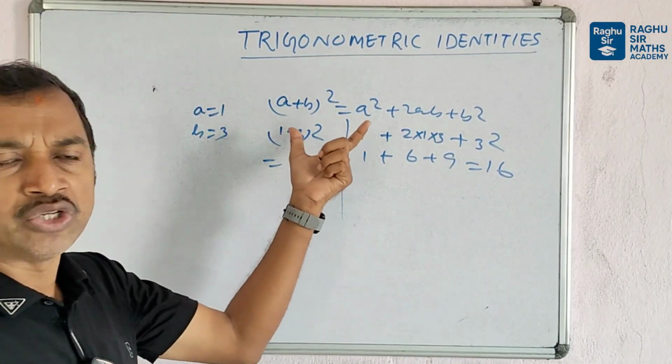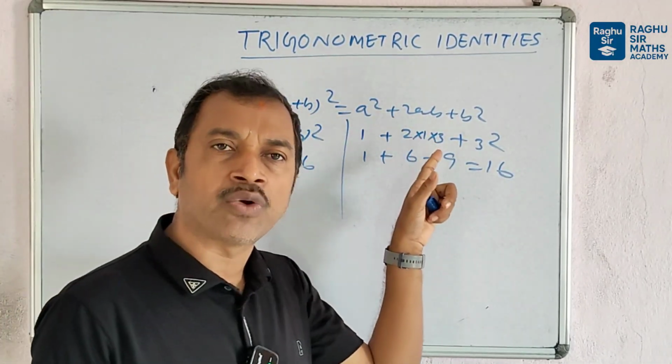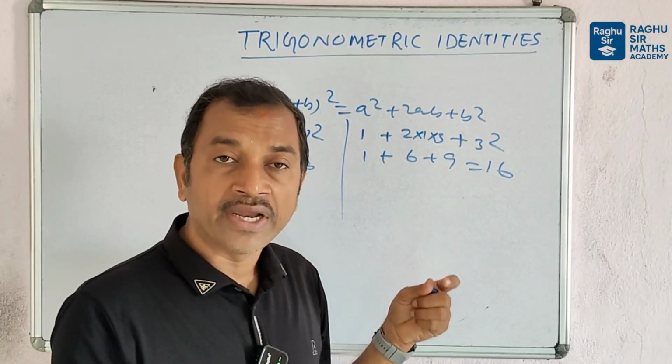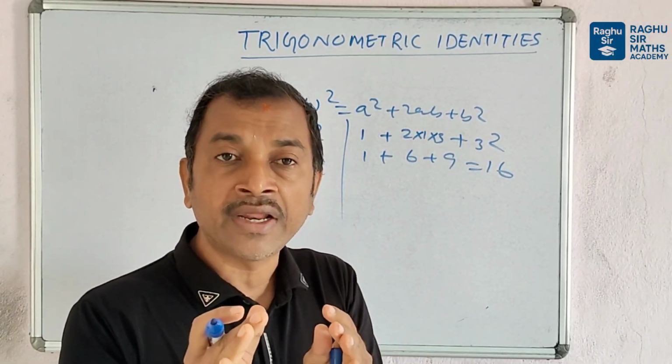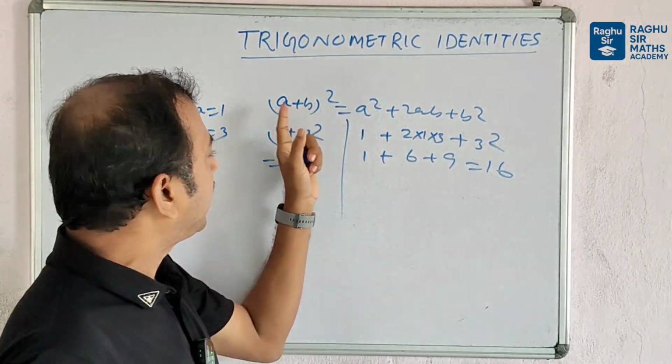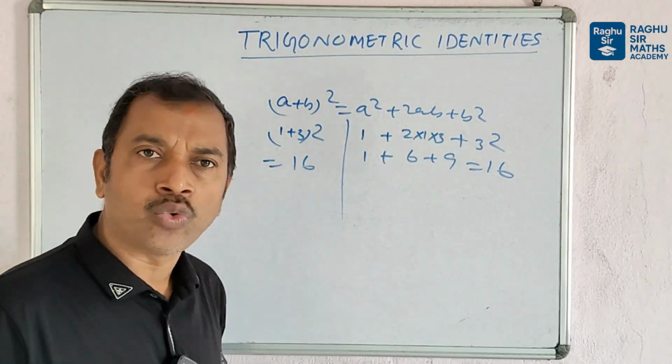So any value you can choose, so LHS must be equal to RHS. So it is an identity. So identity means what? It is an equation. Any value you have to put for a variable, LHS must be equal to RHS.